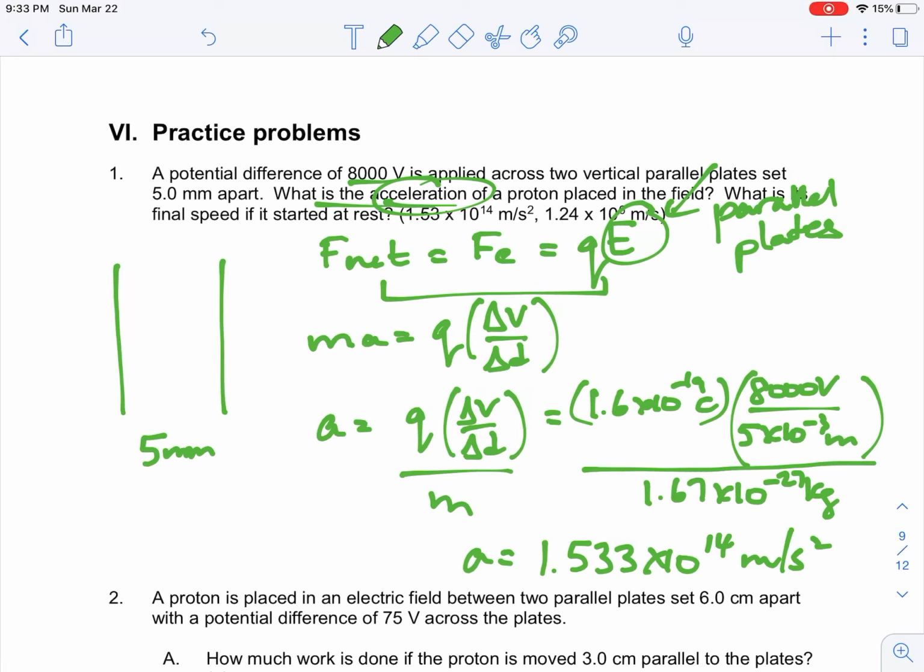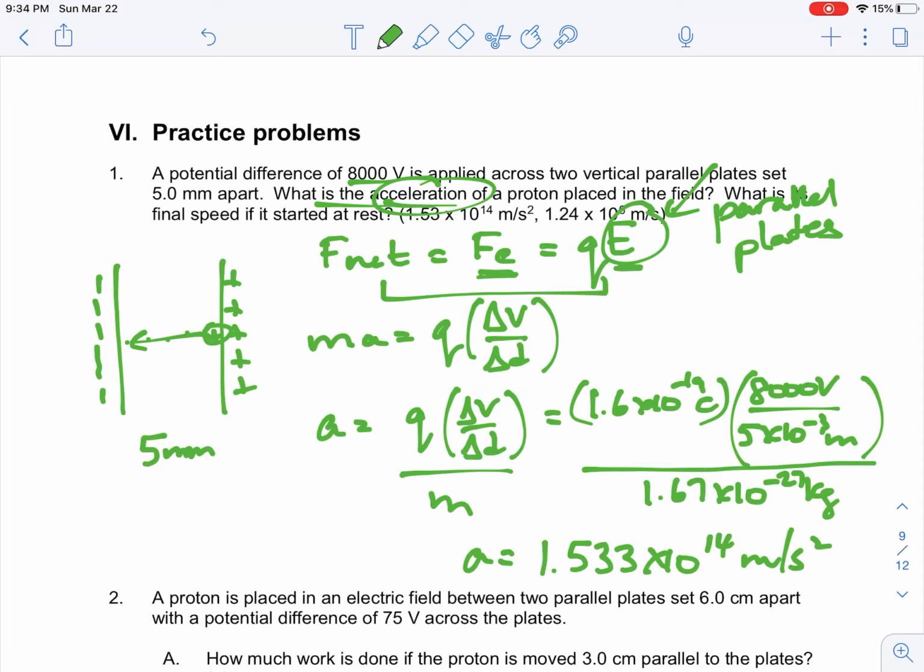So again, whatever these plates are, if this is negative and this was positive, it would be like the proton is put here and then is accelerating through here. The acceleration everywhere along those or between those plates would be the same, and that is because the force is the same, and that is because the electric field is the same.